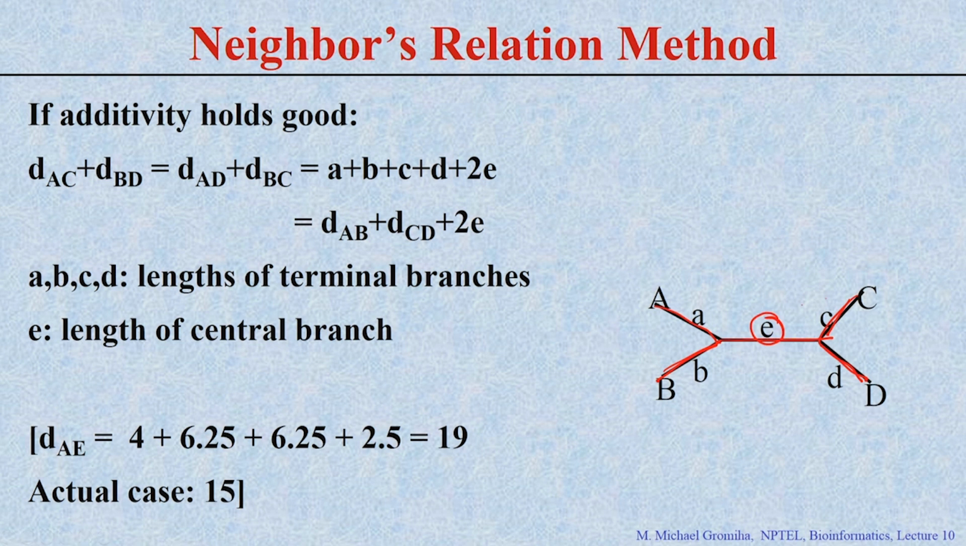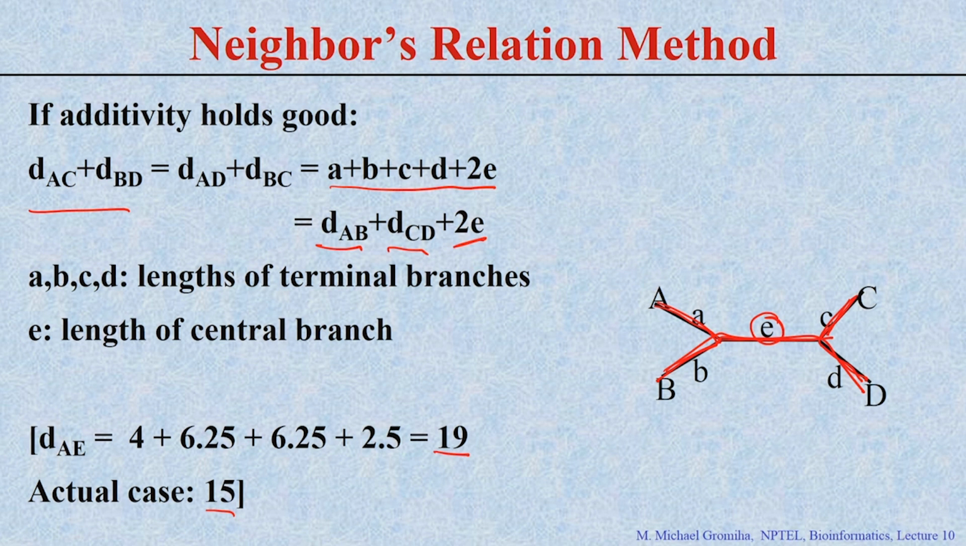So, if you see AC plus BD, this one and this one, this is similar to AD plus BC. We can give it as A plus B plus C plus D plus 2E, that means AB plus CD and 2E. Here you can see the discrepancy between the UPGMA method and this method: they considered this also into account. Because of that, this is the value you get from the UPGMA method. So, if you add up AE, it is 19, but the actual case is 15, because this is missing.